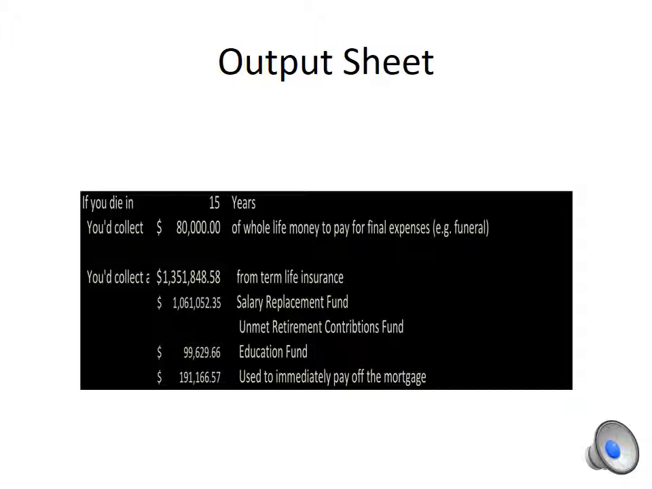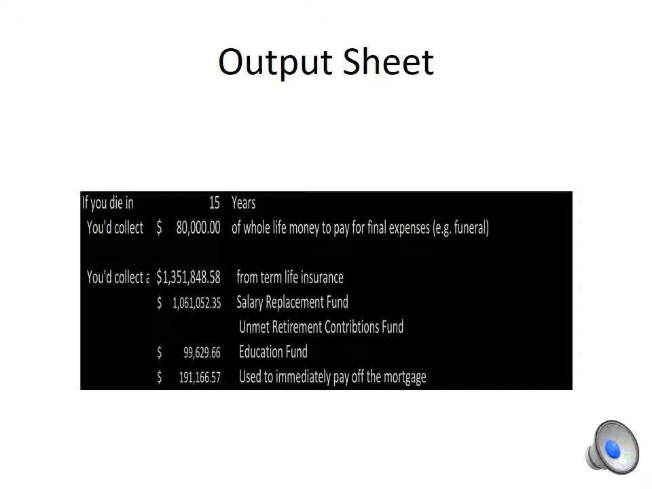About $1,061,000 would be required for her salary replacement fund. She doesn't need anything for her unmet retirement contributions fund. Her retirement plan would be fully funded, for her husband anyway, given she's gone. The education fund would require about $100,000, and it would require about $191,000 to pay off the family's mortgage.